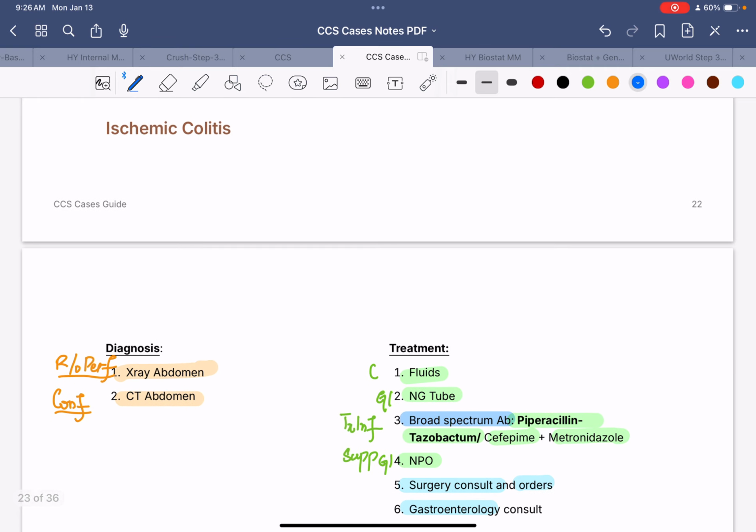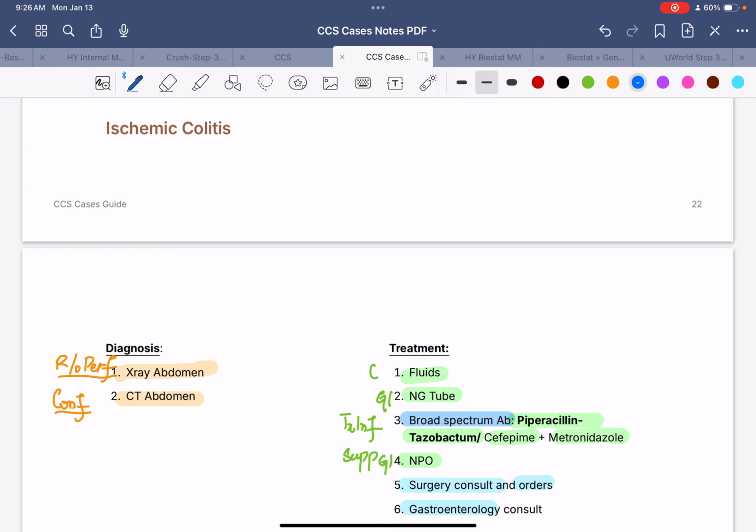Next off, we have ischemic colitis, right? Again, for ischemic colitis, think about those two things that we did for acute diverticulitis, right? For acute diverticulitis, there was more of an infection and inflammation. In ischemic colitis, there is more of an ischemia that is causing it. But the diagnosis remains the same. We will rule out the perforation with X-ray abdomen. Then we will confirm the cause with CT abdomen.